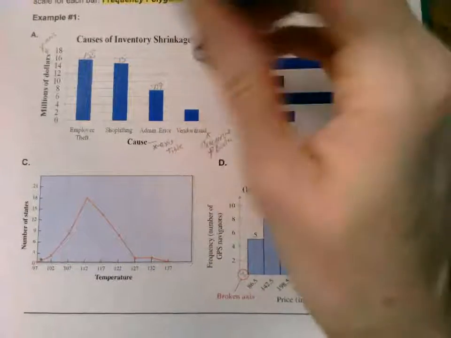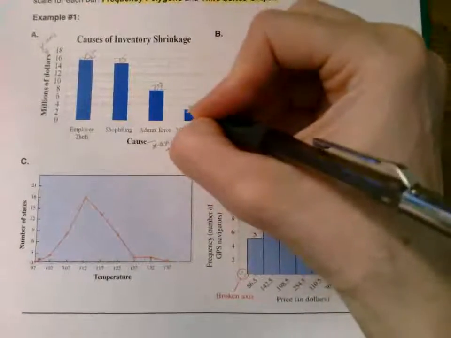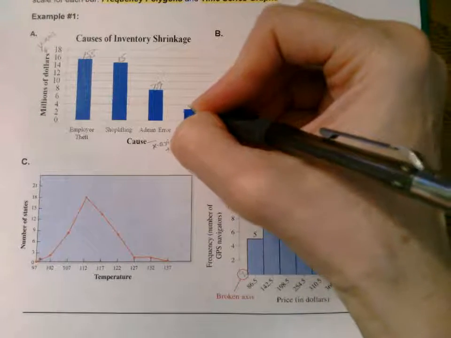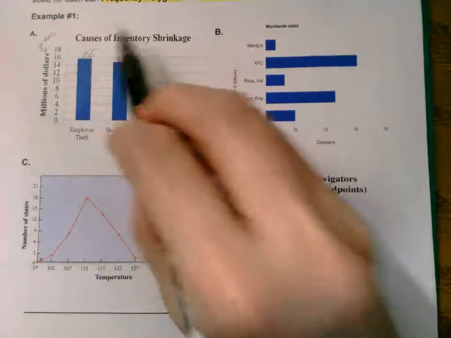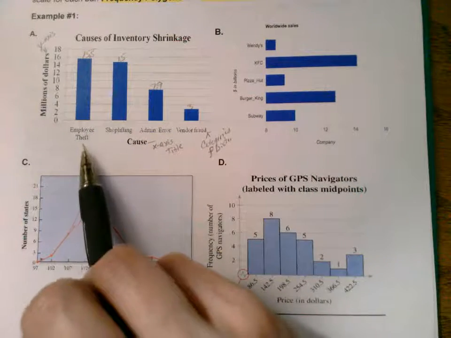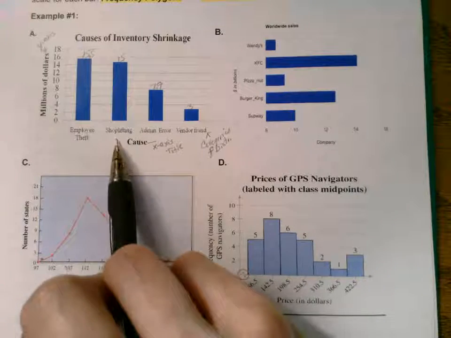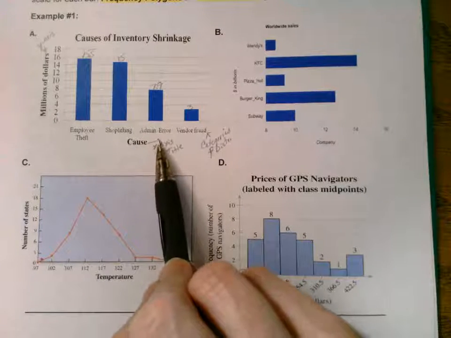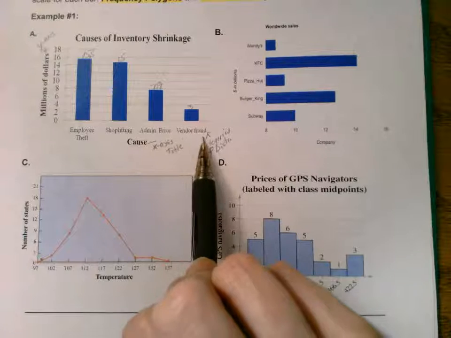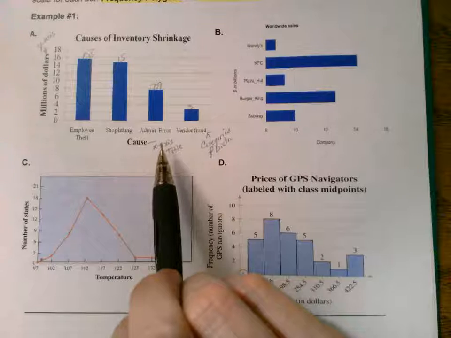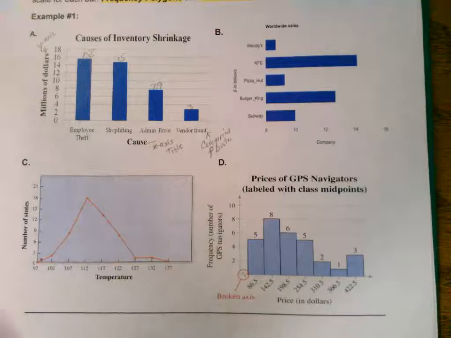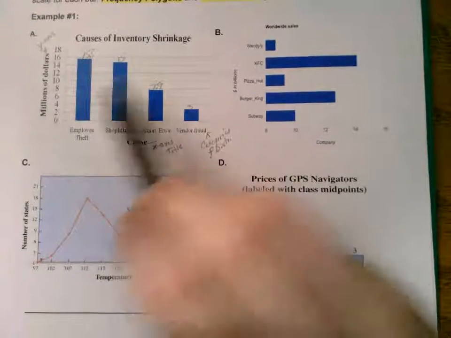It's just a visual representation, with kind of an idea of the causes of inventory shrinkage. Employee theft seems to be number 1. Shoplifting is next. Admin error is next. Vendor fraud. So these are things to look out for and prepare for when you own a business. And this is actually put in descending order. I think it's a Pareto chart, but you don't need to know that, it's a bar graph.